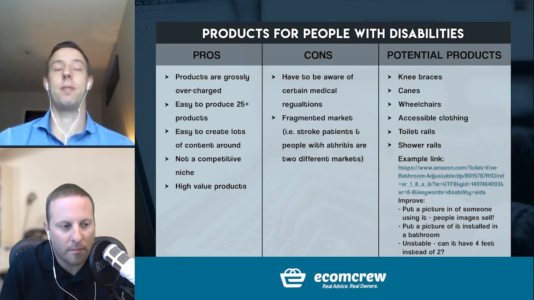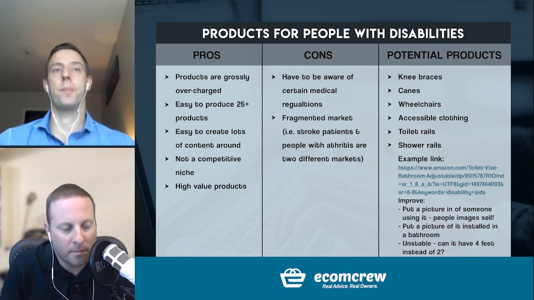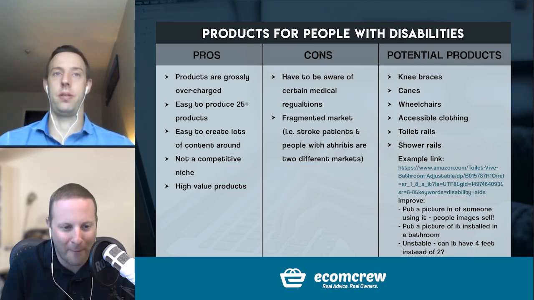So, a $10 item might be sold for $100. I know just from experience that this is a category where people are making absurd profit margins. And there's definitely way more than 25 products in this niche.